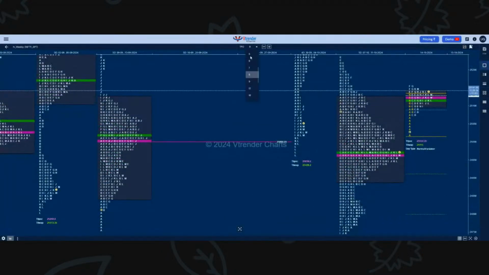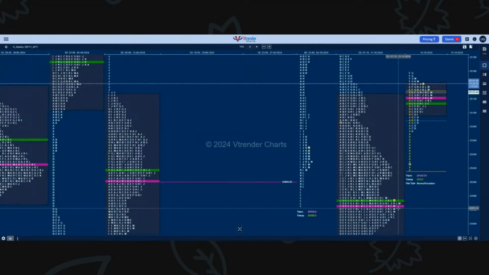I'll increase the TPO size a bit. So what we did today was we opened well above this POC and also above the selling tail of Friday. So that was telling us that the seller who tried to force the auction lower on Friday was being taken out. And we had this initiative buying tail. So when we were above previous POC and have taken out the selling tail, it was very clear that this is an open drive to the upside. And the range also got extended.